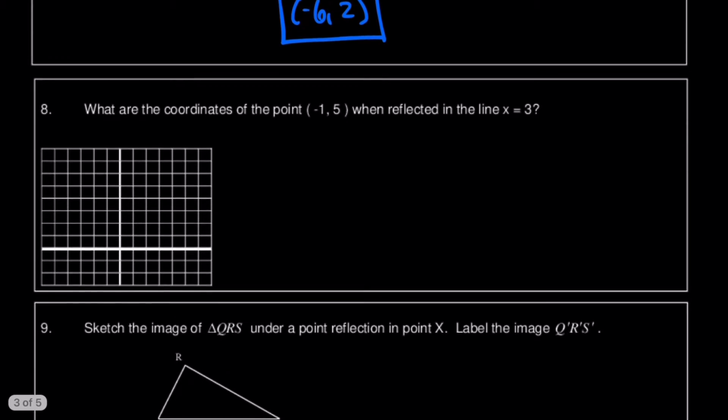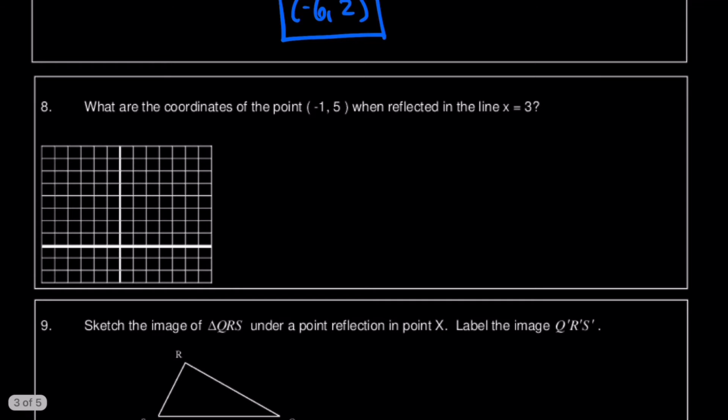Question 8, what are the coordinates of the point negative 1, 5 when reflected in the line x equals 3? So the first thing we'll do is sketch that point, negative 1, 5. Negative 1, 1, 2, 3, 4, 5. So plot that point right there.